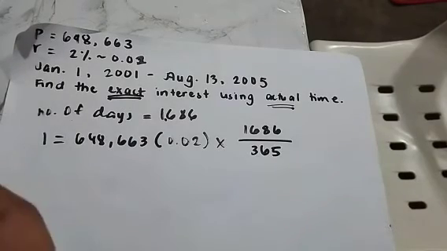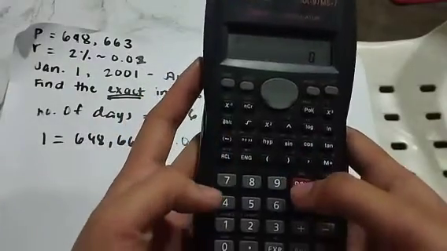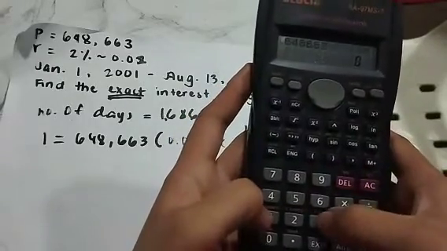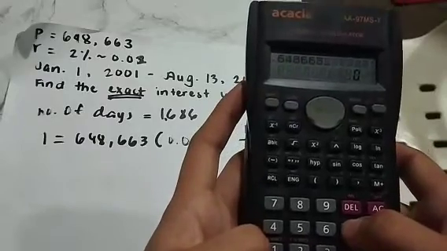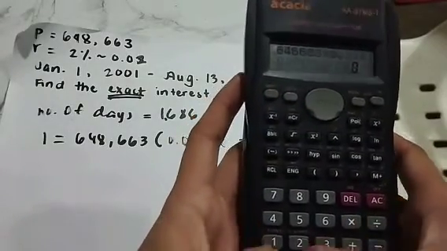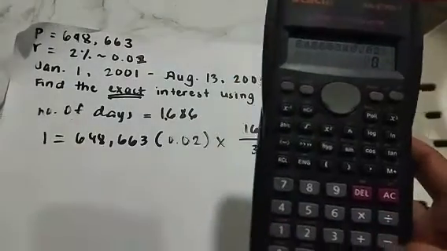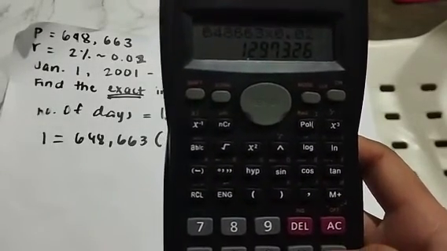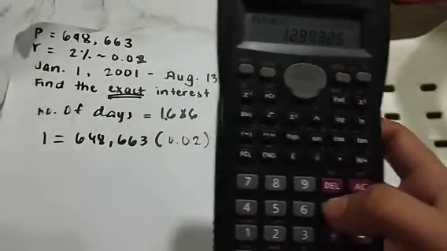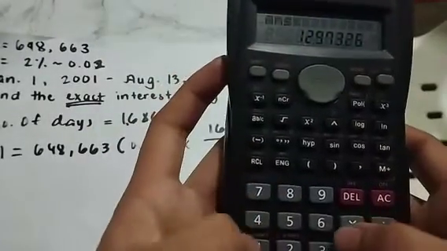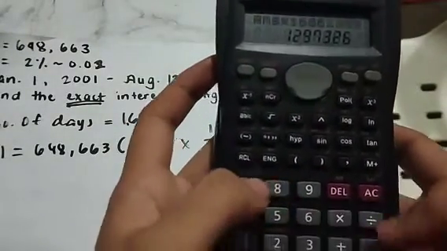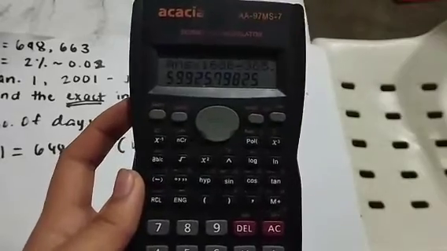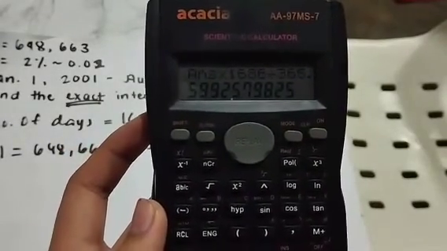Same process. Unahin muna yung 648,000 times 0.02. 12,973.26 ang sagot times natin sa number of days, which is yung 1,686 over 365. So the answer is 59,925.79.